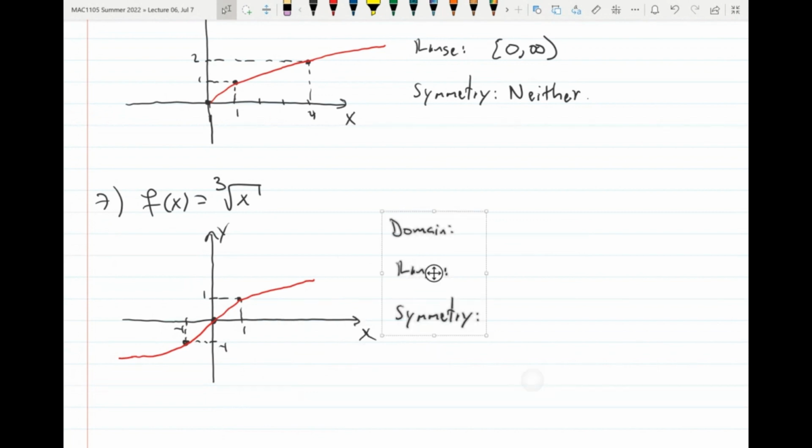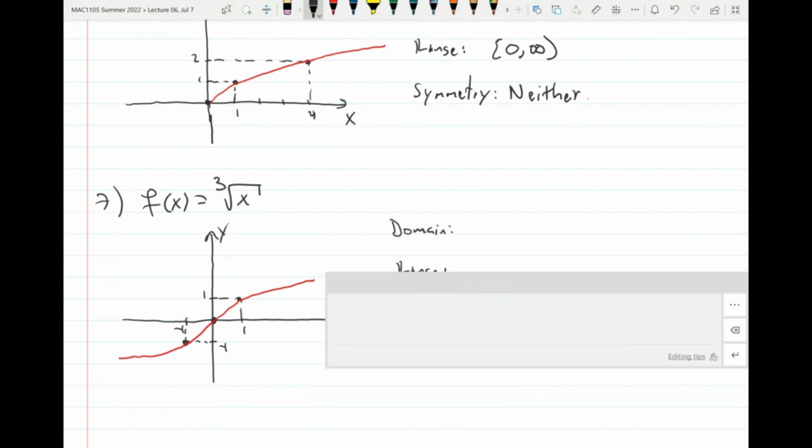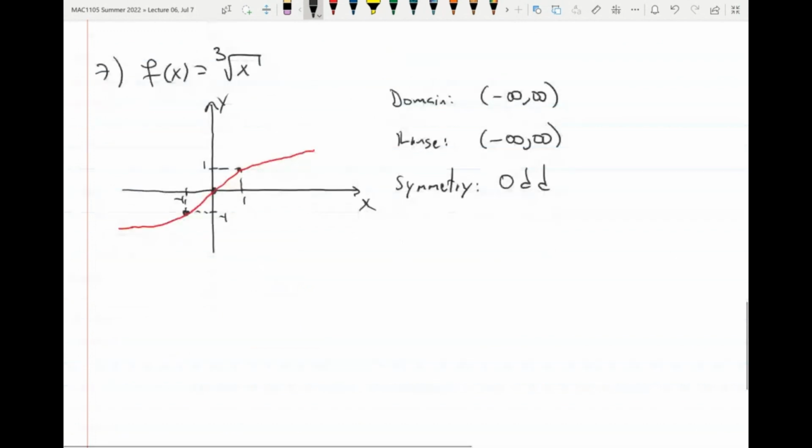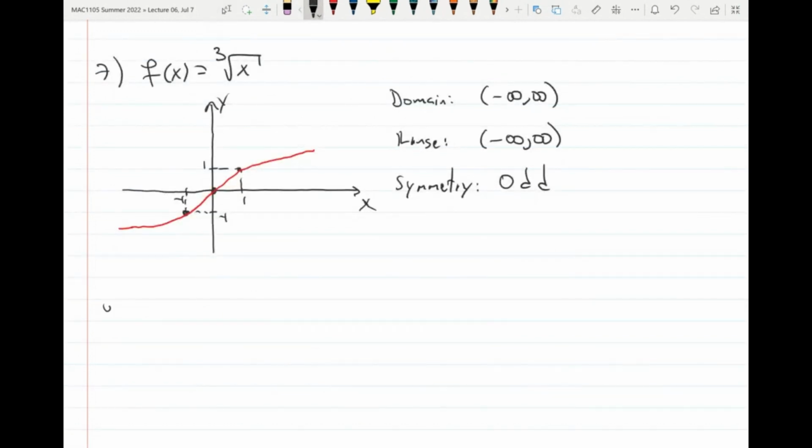So basic properties. What's the domain? All real numbers. You can plug in whatever you want. What's the range? All real numbers. And what's the symmetry? This is an odd function. Okay. All right. And then our last basic function is going to be the reciprocal function.